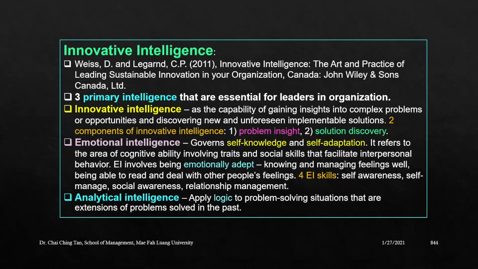How do you know the feeling of you? How do you know the feeling of me? So if I want to make you work on this project, I have to know the feeling of you. I have to touch your heart. I have to know where your heart is. I have to know whether your heart is stable now or like this, right? So emotional intelligence governs self-knowledge and self-adaptation, and has to adapt in knowing other people's feelings as well as your own feelings.